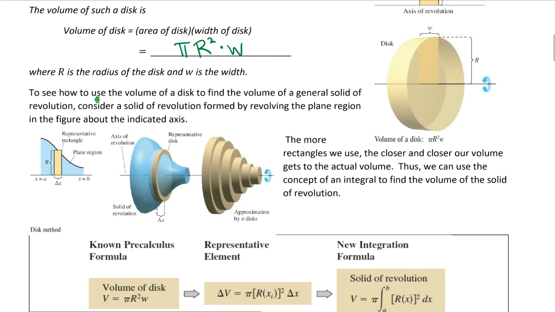To see how to use the volume of a disk to find the volume of a general solid of revolution, consider a solid of revolution formed by revolving the plane region of the figure about the indicated axis. If you look at this, we've got a curve now, and we're going to fill it up with disks, and then we're going to rotate all of them. The more rectangles we use, the closer and closer our volume gets to the actual volume. Thus, we can use the concept of the integral to find the volume of the solid of revolution.